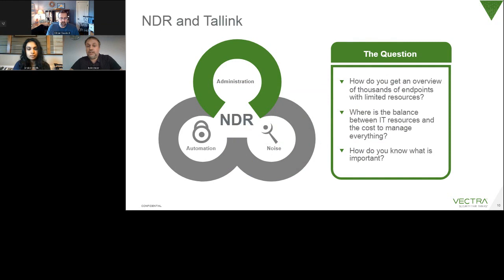Again, the same questions were raised: how to get an overview of the endpoints when you have limited resources, how to manage these resources and how to manage the cost. One side of the cost is only the cost of the tool when we are talking about an NDR solution. But the other cost is administration overhead: administrators, help desk people who are really working with the tool, and how much time it helps them to save. Without NDR, getting all this information would be almost impossible. So NDR is necessary, but at the same time, where to find the balance? What are we expecting from the NDR? And how to get it in the most effective way? And also how to know what is important and what is not important.